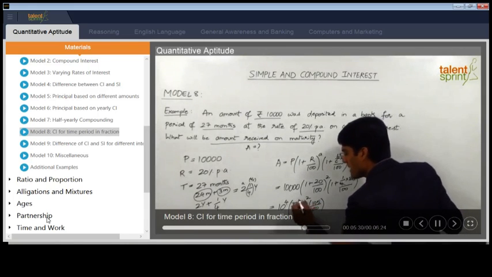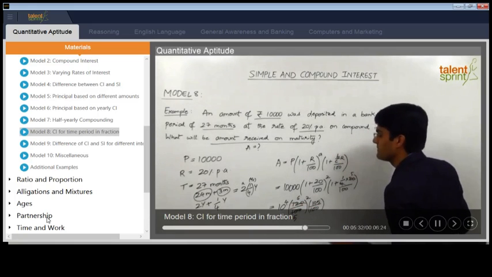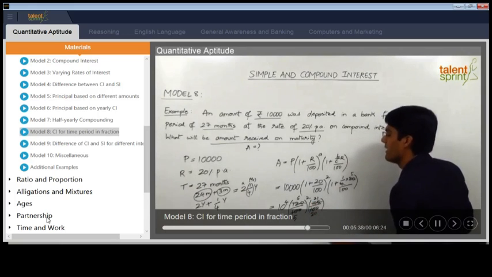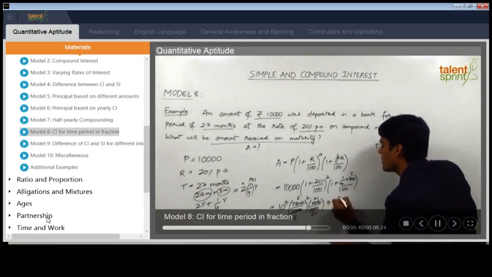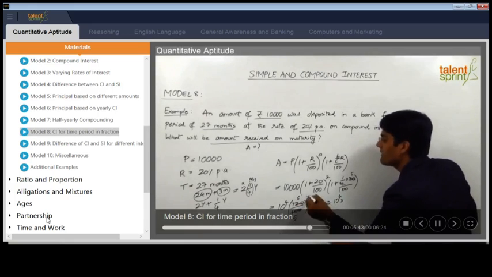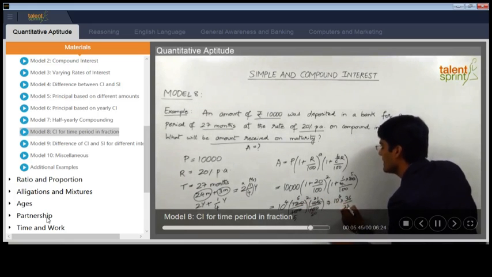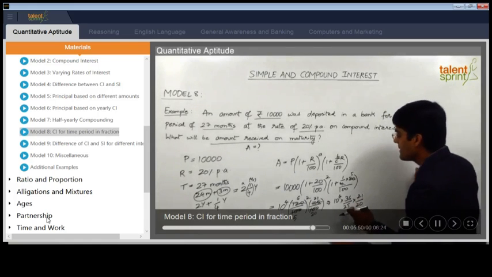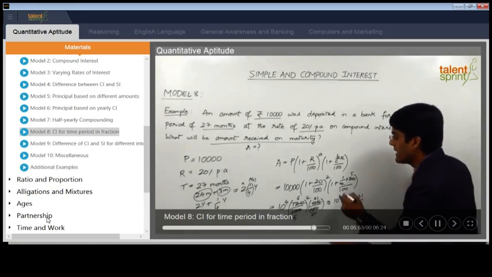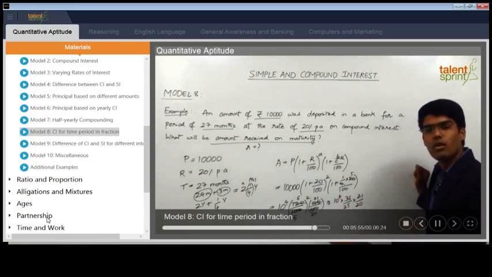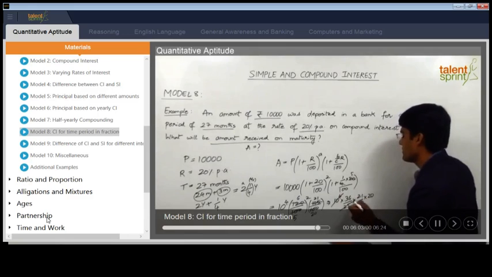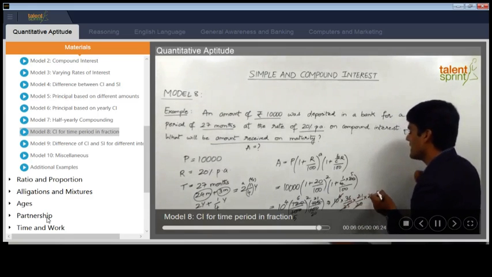Now 120/100 can be taken as 6/5. And 105/100 is equal to 21/20. So the final answer here would be 10 to the power of 4 into (6/5) whole square, which is 36/25, into 21/20. 25 into 20 is 500 and 10 to the power of 4, or 10,000, divided by 500 would be equal to 20. So this can be cancelled and we get into 20. So the final answer here is 36 into 21 into 20.